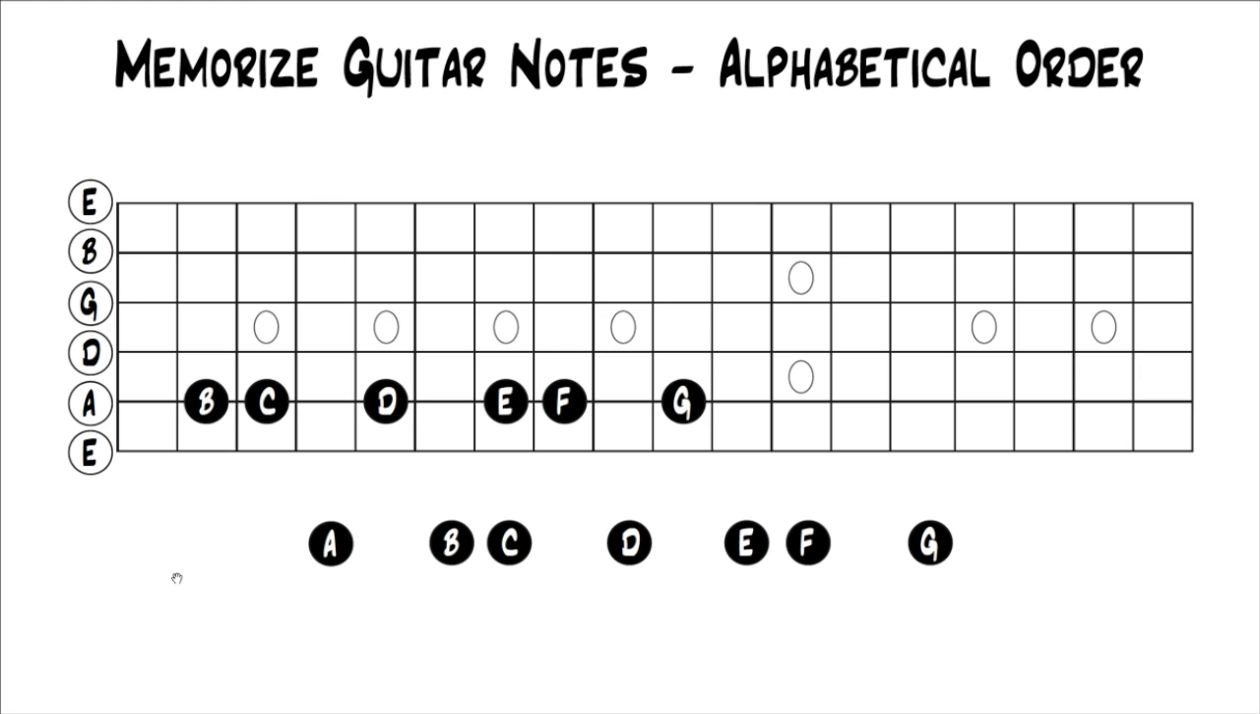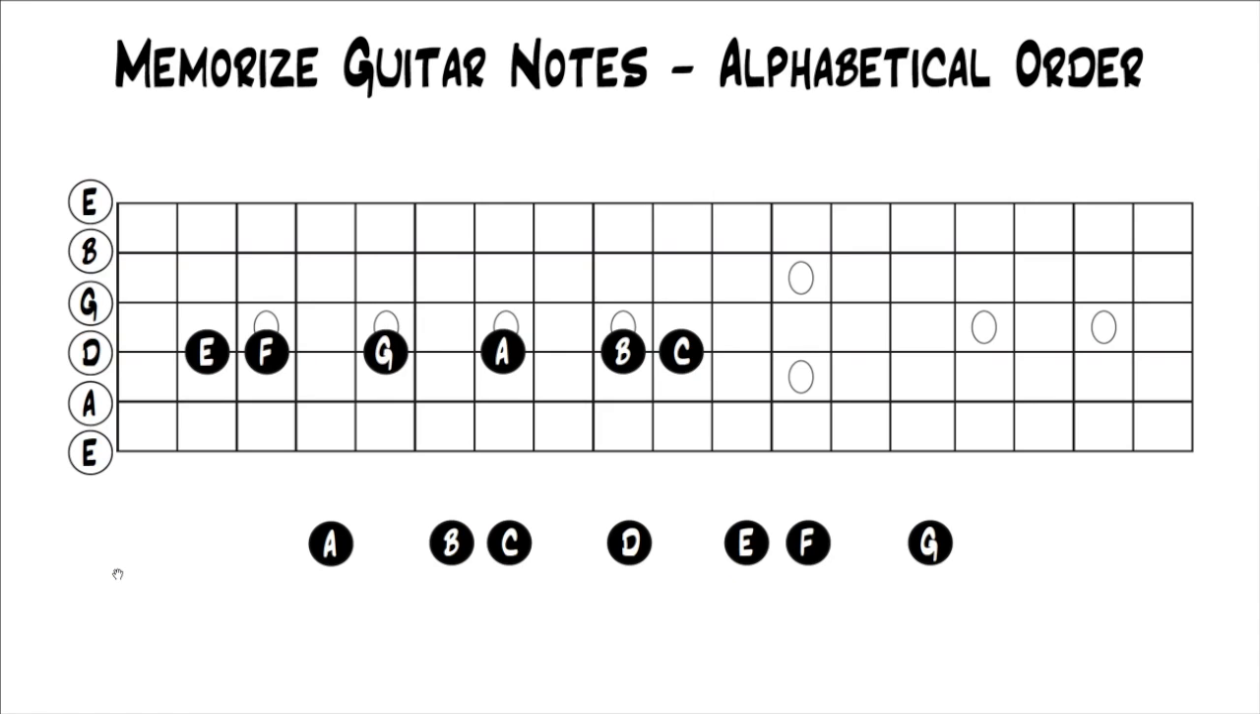So the fifth string is just A, B, C, D, E, F, G. It's just a musical alphabet. This time we're starting on A because that's the open string. And just pay attention to where your half steps are, which follow along with the musical alphabet right here between B and C and E and F. Like I said, no matter where you play that on the fretboard, those will be a half step. And everything else will be whole steps when you're talking about the natural notes.